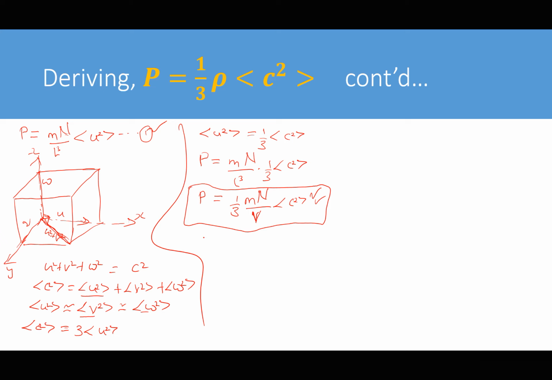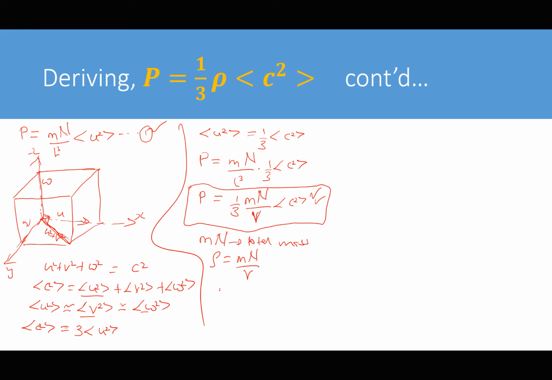But note that m times n is the total mass of the gas, and V is the volume occupied by the gas. So the total mass of the gas over the volume of the container occupied by the gas gives us the density of the gas. Therefore, rho, which is density, is going to be m times n divided by V.